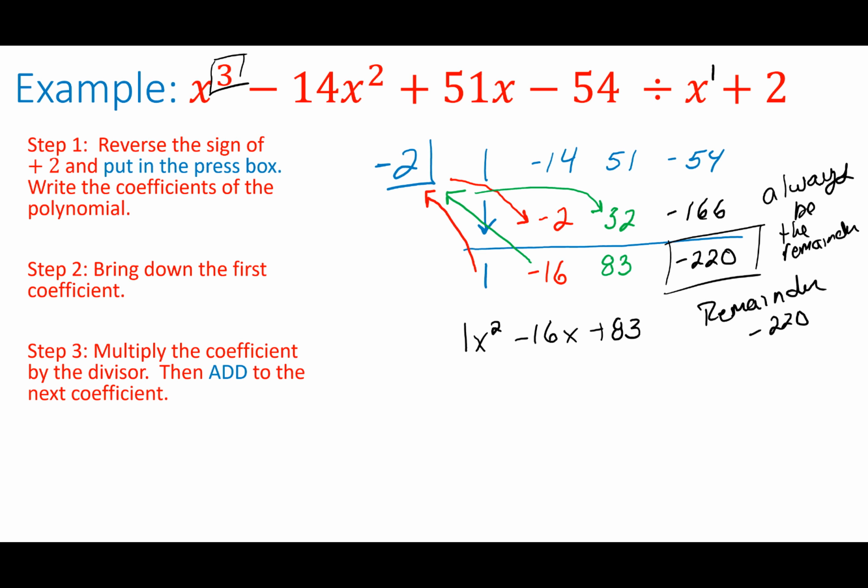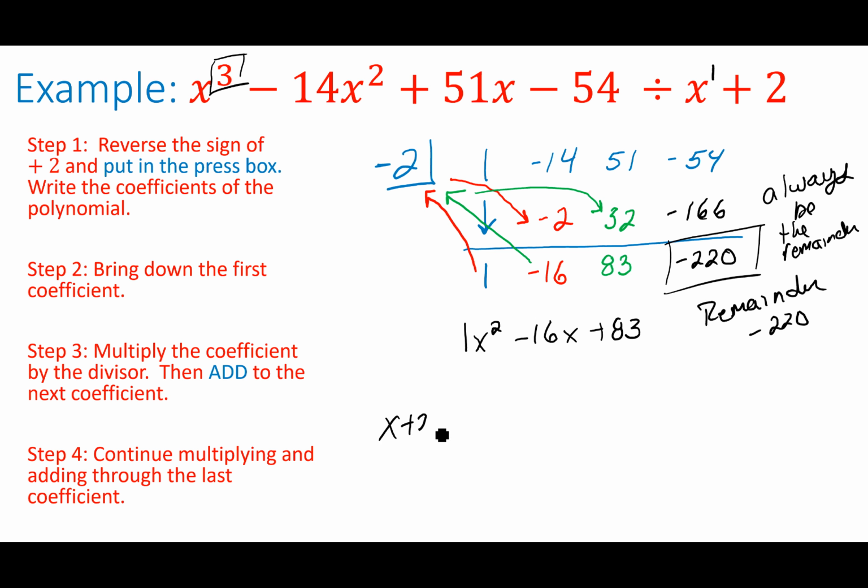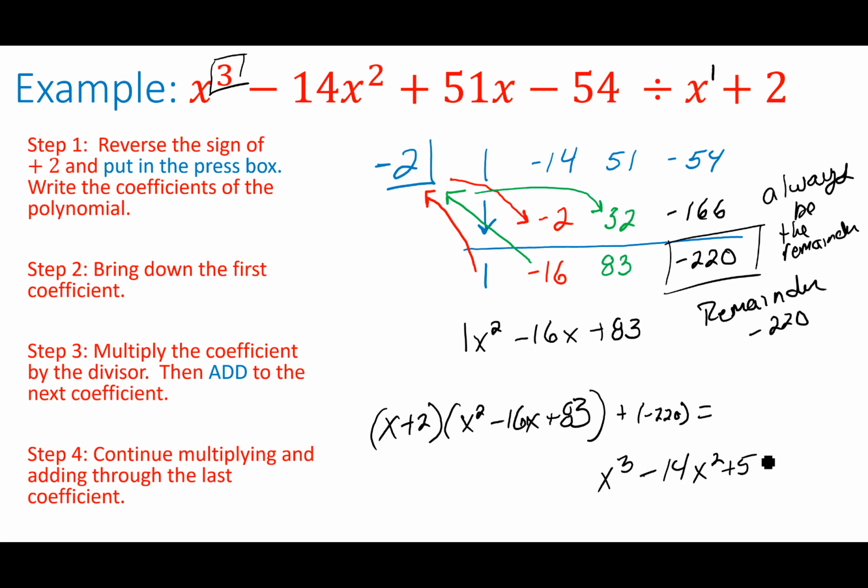All right, so what this is saying now is if I took x plus 2 times this new polynomial, x squared minus 16x plus 83, added on a -220, that is equivalent to my original polynomial, x cubed minus 14x squared plus 51x minus 54.